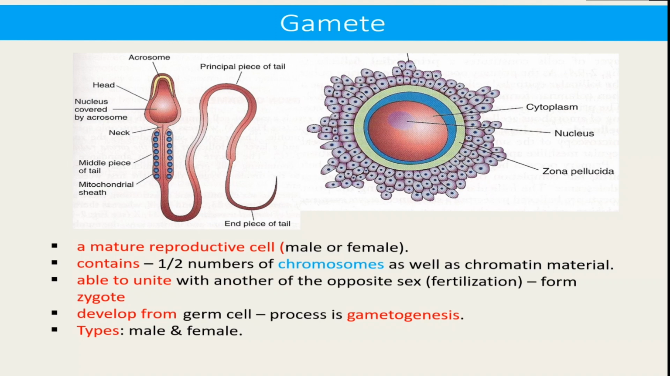It is a mature reproductive cell that contains half the number of chromosomes as well as chromatin material, is able to unite with another of the opposite sex to form a zygote, develops from germ cells through the process of gametogenesis, and is of two types, that is male and female.